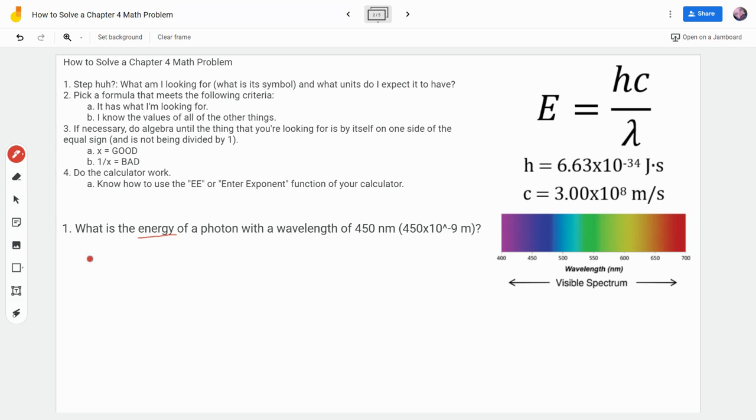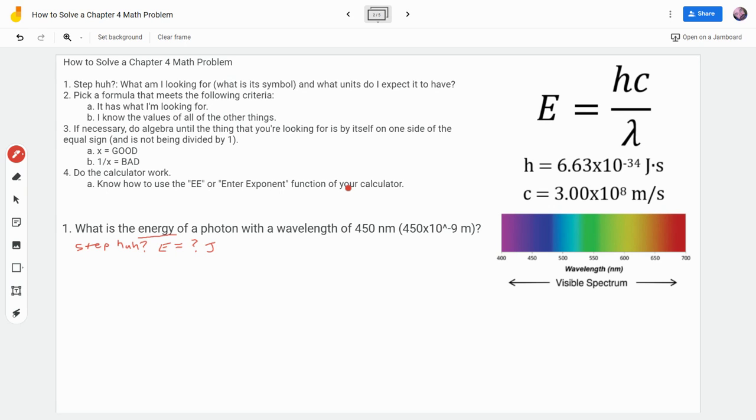It's E. So really what we're doing here is really how I would start out a problem in physics class too. Step huh. We want E equals something. So E equals question mark. And the units are going to be joules. That's what we're looking for. I don't know if I even mentioned that in astronomy, but joules are the units for energy.